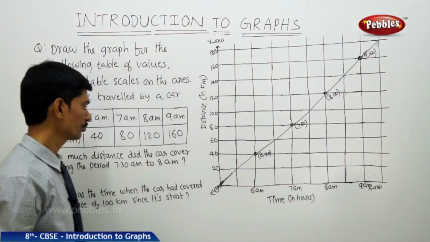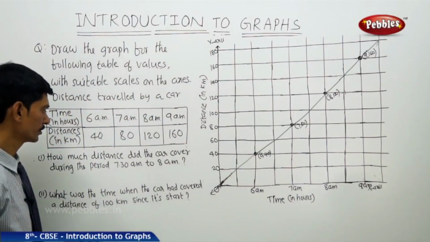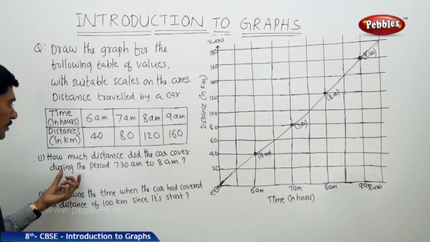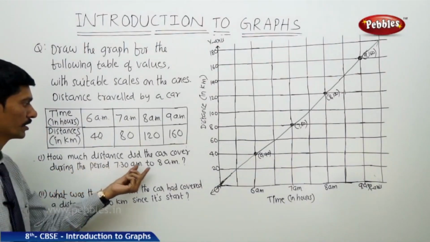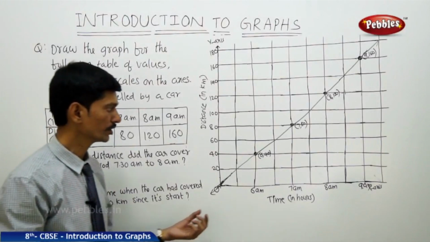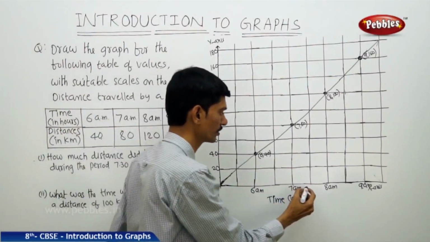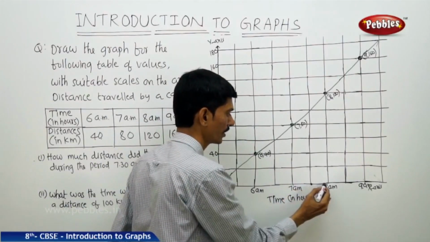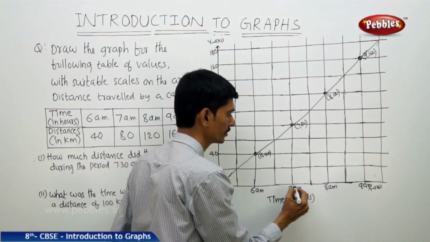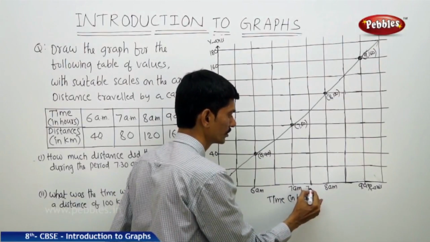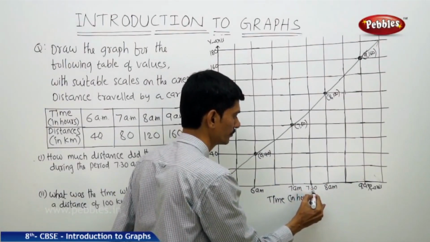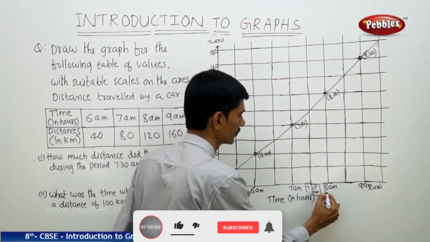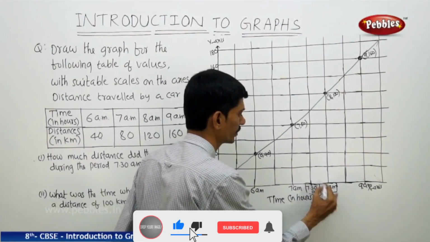Now there are two questions from this graph. How much distance did the car cover during the period 7:30 a.m. to 8 a.m.? So here the line between 7 and 8, the midpoint between 7 and 8 is 7:30 a.m. So between 7:30 a.m. and 8 a.m., what is the distance covered by the car?